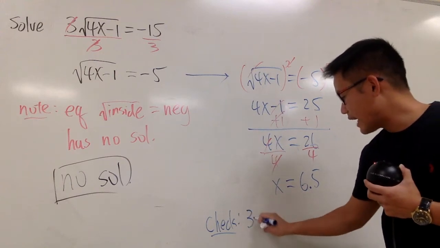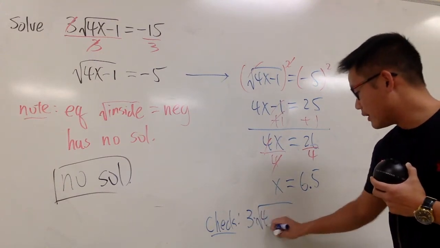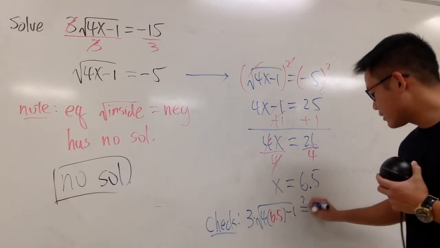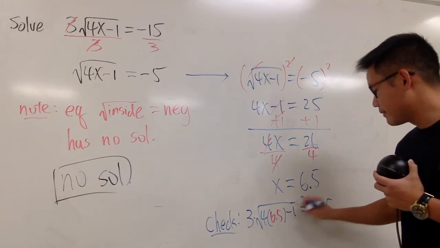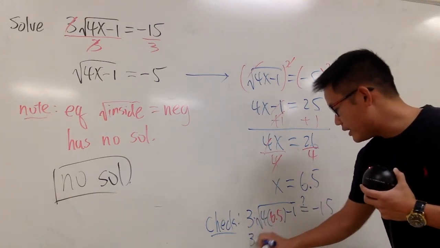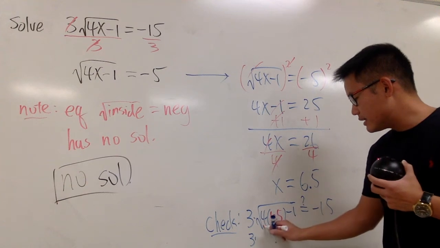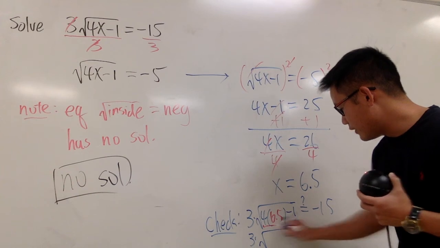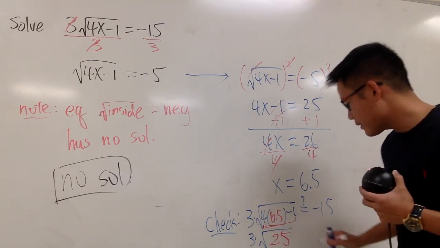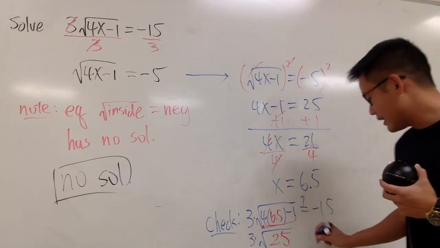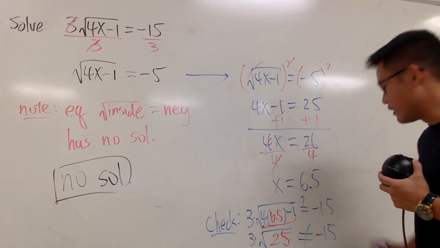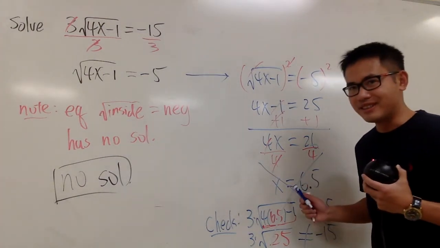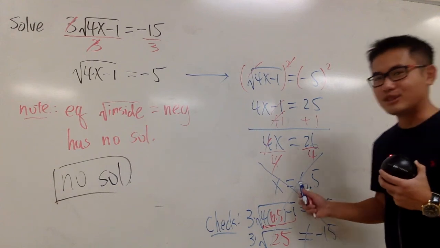Plugging back, you get 3 times the square root of 4 times 6.5 minus 1, and is that going to give us negative 15? Well, we see that this is just 3 times. This times this is 26, and then minus 1 you have 25, so you have the square root of 25 altogether, okay? And this is 5 times that. This is not equal to negative 15. So as you can see right here, this is actually not a correct answer, okay? So even though you want to do the work, this is just a fake answer.